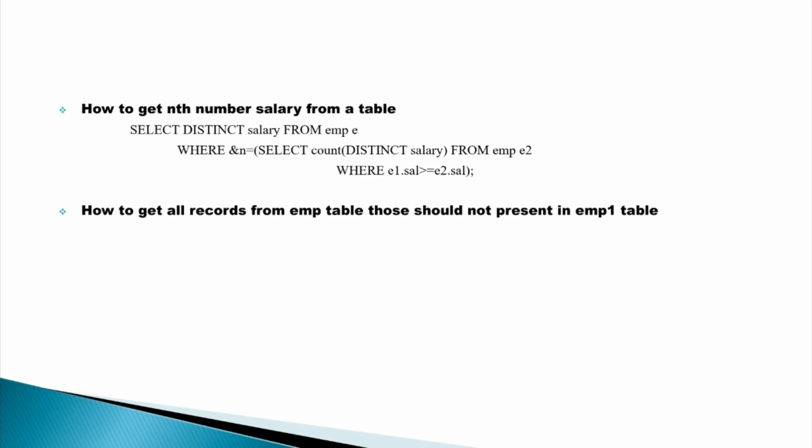Next question is how to get all records from a table that should not be present in the employee 1 table. For this we need to use the minus operator to get all the records from the employee table which are not present in the employee 1 table. This is the syntax you can use on your system.